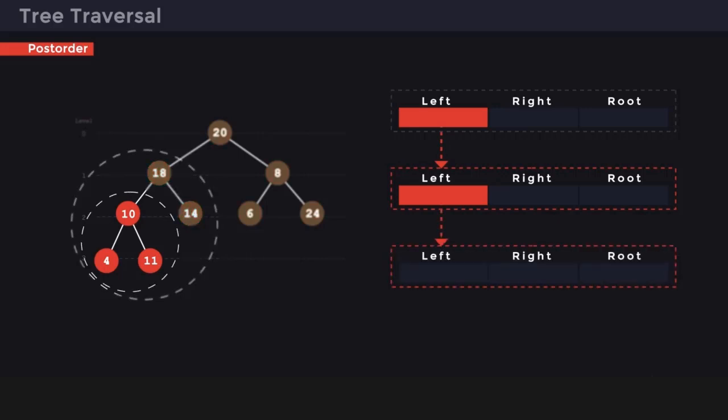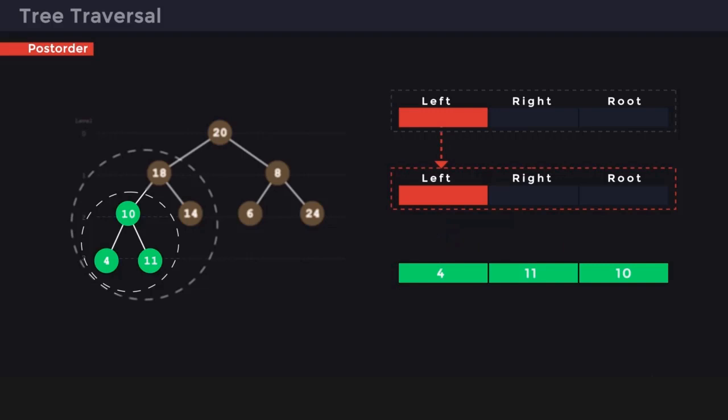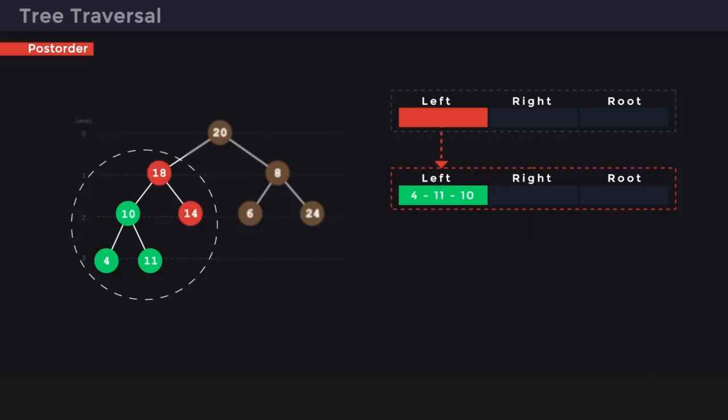And finally, we have just reached the first left node. Put that in the left list. And then put the right node with the value of 11 into the right list, and finally put the node with the value of 10 into the root list. Additionally, put all these elements into the left list of the previous step.